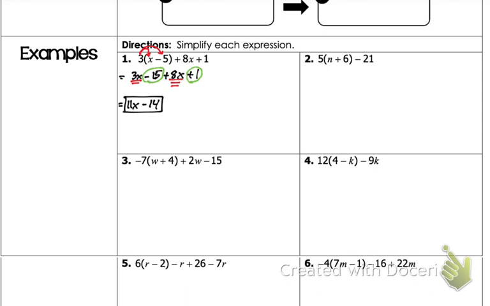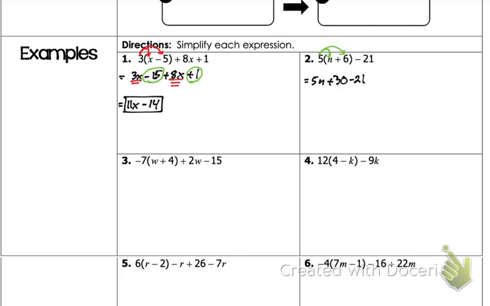Let's do number 2 together. Number 2, I should be distributing the 5 to the n. What do I get if I distribute a 5 to an n? 5n. I get 5n, thank you. 5 times 6, and what does that get me? It would be 30. We have plus 30 minus 21. Do we have any like terms that I can combine?